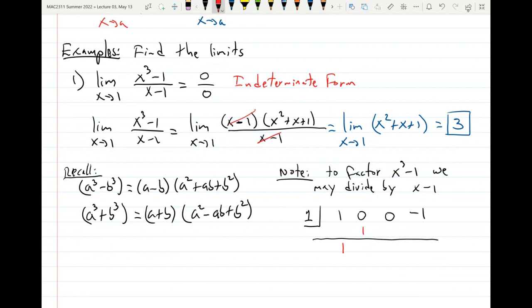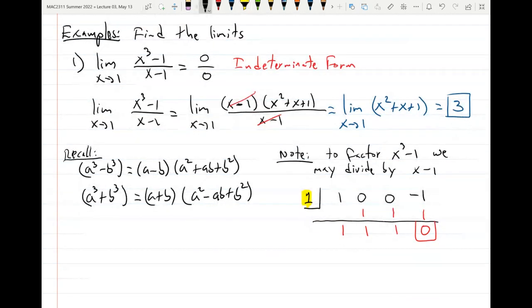Okay, so 1 times 1, that's equal to 1. You get a 1 here, and repeat. 1 times 1, that's 1. You add, you get a 1. 1 times 1, that's equal to 1. You add, you get a 0. Once you're done with the last column, we box the last number. That number is the remainder when we divide by x minus this guy, which in this case was x minus 1, because the remainder is 0. That tells us that the division is exact, okay? So this is the remainder.